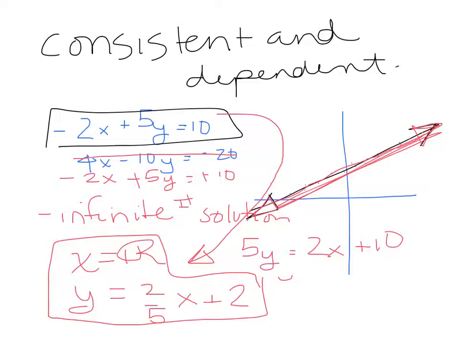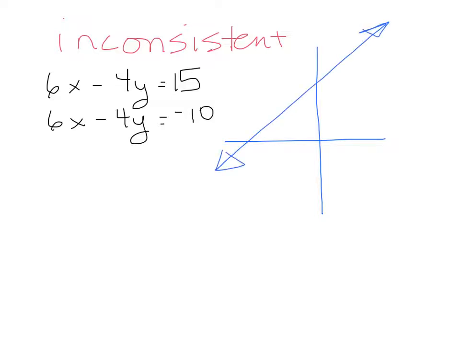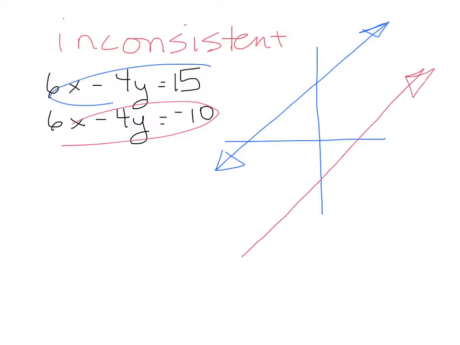Alright, let's try one other possibility. In this system, we have two equations, and they are different equations, as you can see, but when you graph them, you're going to notice that, yeah, the y-intercepts are different, but the slopes are the same. Okay, so here could be one line, but the second line, that one is just parallel.